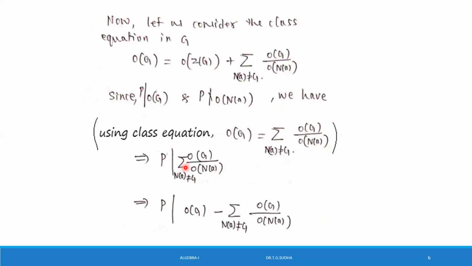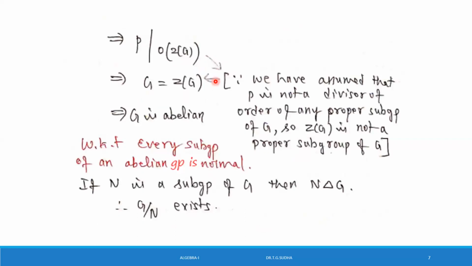Now P divides both the order of G and the summation of the order of G divided by the order of N of A. Therefore, P must divide the difference of these two, that is, the order of G minus the summation of the order of G divided by the order of N of A. But from the class equation, this quantity will be equal to the order of Z of G, because when we shift this term to the left hand side, we get the order of G minus the summation of the order of G divided by the order of N of A, and that is equal to the order of Z of G. So in the next step, we get P divides the order of Z of G.